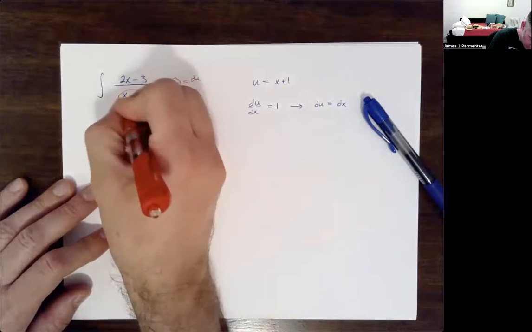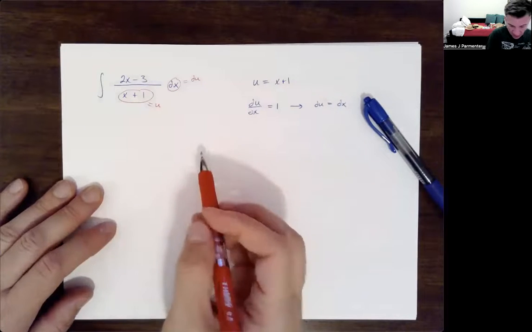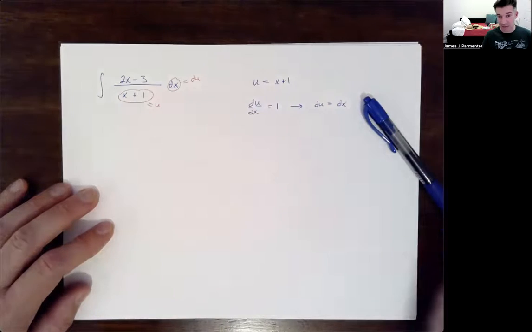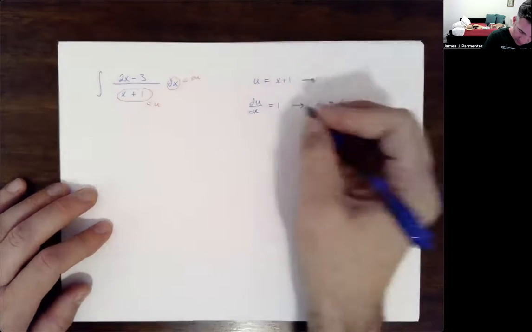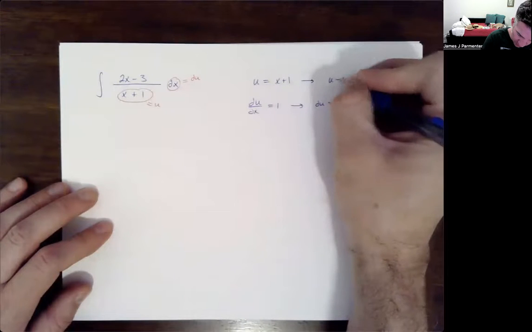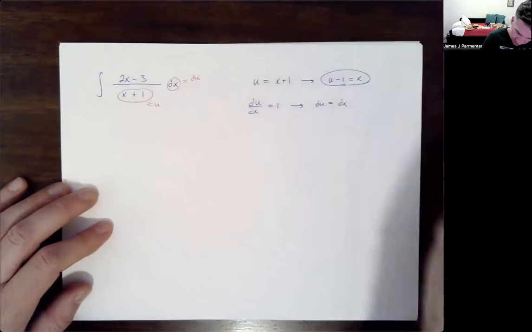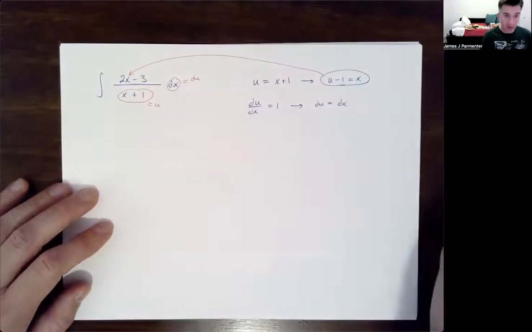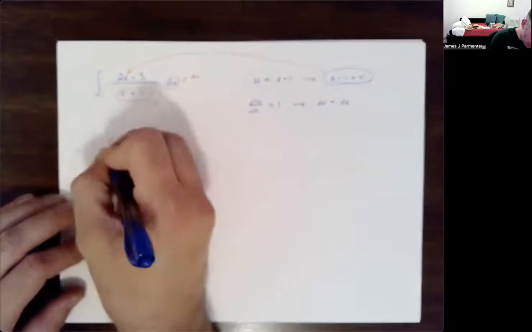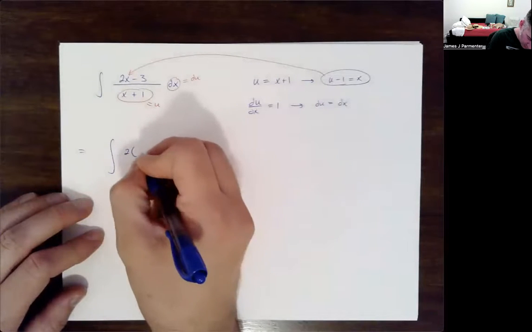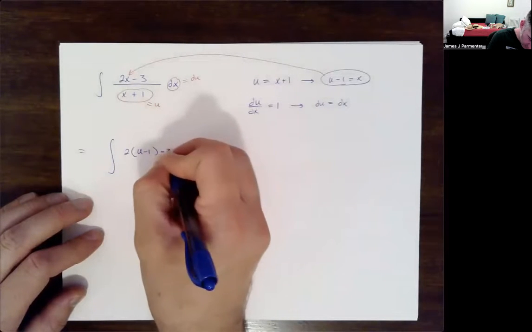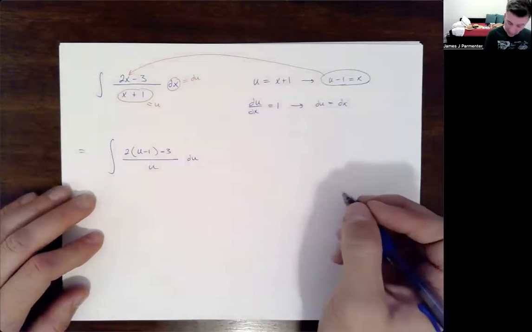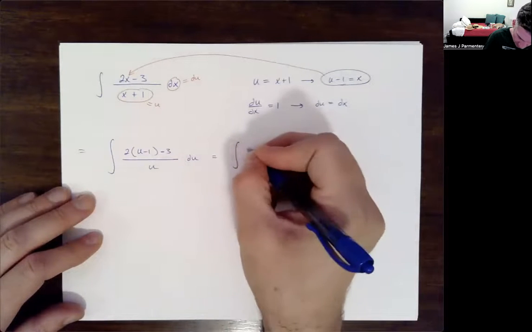x plus 1 is just equal to u, but the problem is there's leftover x's in my numerator. So what I have to do is then do what's called a back substitution. So I could do this and say, well, u minus 1 is equal to x, and then substitute that in for the x right there. So this integral is going to become the integral of 2 times u minus 1 minus 3 divided by u du. We simplify that.